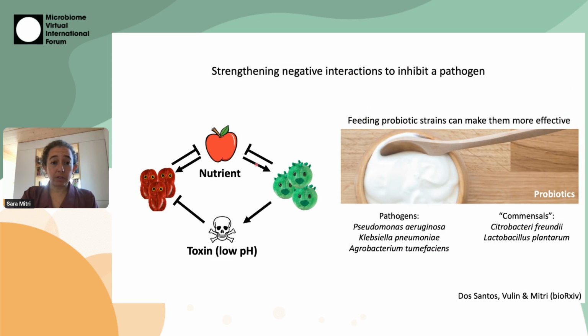Okay, so essentially this is just a way to illustrate how this framework can help us to actually think of applications. So concretely here, the idea would be to feed a probiotic strain to make it more effective against the pathogen. And we also, in this paper, tested several pathogens. So in addition to Pseudomonas aeruginosa, we tried with Klebsiella pneumoniae, with Agrobacterium tumefaciens, and with both of these, the principle works. And we also replaced our commensal with another one, which is a common probiotic called Lactobacillus plantarum.